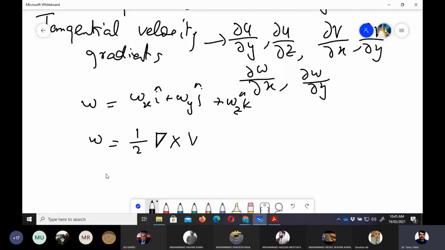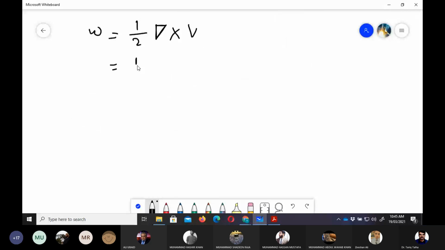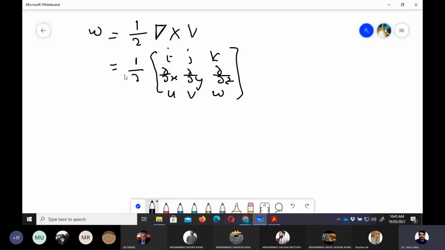The curl of the velocity field, as I mentioned in the last class, is very easy to derive. That is equal to half into the determinant of i, j, k; partial by partial x, partial by partial y, partial by partial z; and u, v, w. So if we expand it, we can easily write 1 by 2 into partial w by partial y minus partial v by partial z.